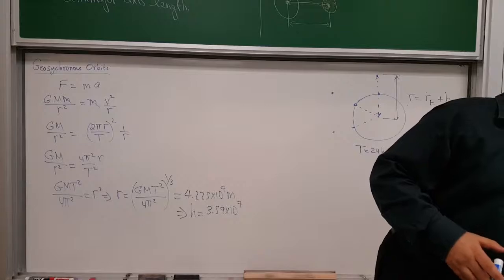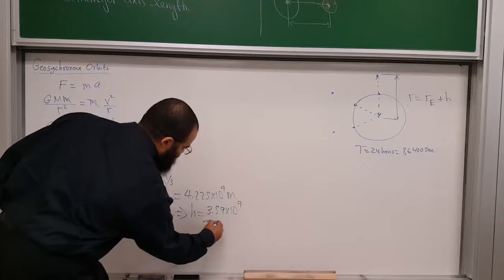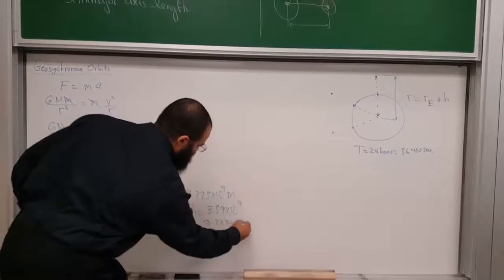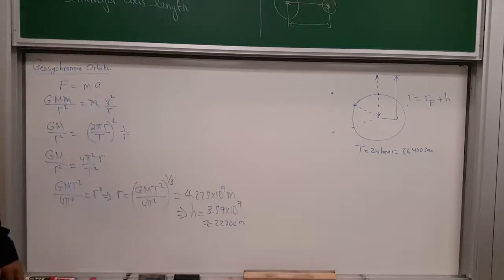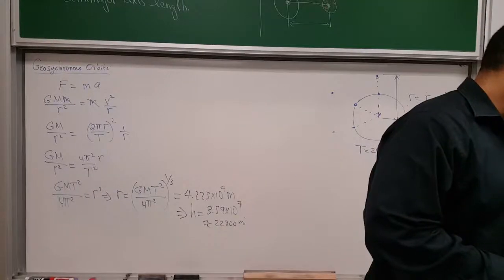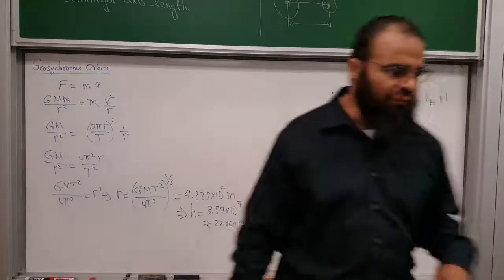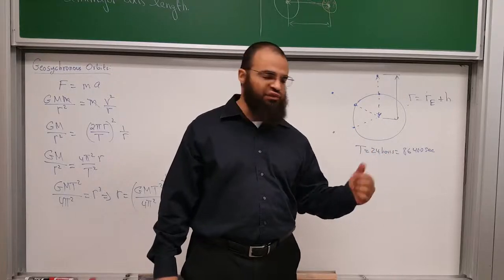Which is about 22,300 miles. So the satellite has to hover above Earth at this height, 22,300 miles, in order to be geosynchronous. The speed of the satellite, then you could calculate it. It's 2 pi r divided by the period, and we could calculate the speed of the geosynchronous satellite just by the fact that it is geosynchronous, which gives you the radius of it, and then it gives you the speed of it.